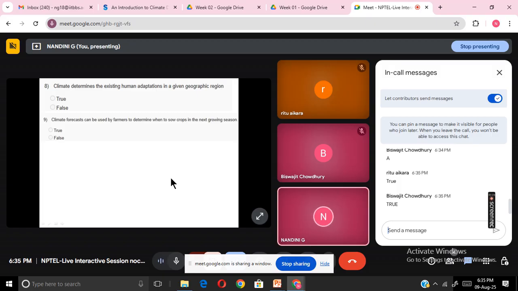So the first statement is true: human adaptations in a given geographic region are basically determined by the climate of the region. Now, climate forecasts can be used by farmers to determine when to sow crops in the next growing season. Is that true or false? When we talk about agriculture, agrometeorology is a different branch itself. Do they have to look at the climate forecast?